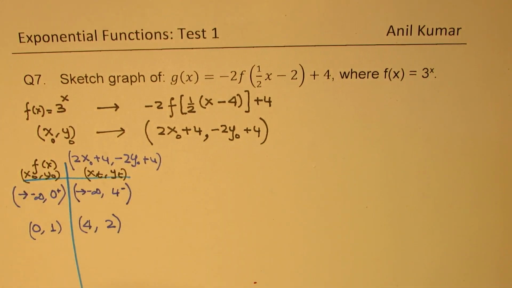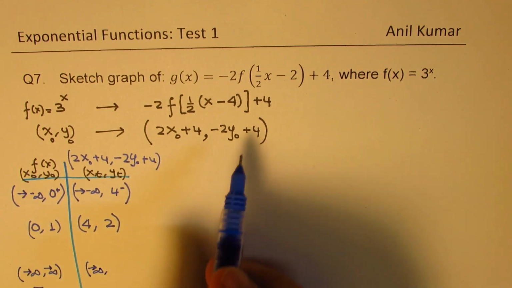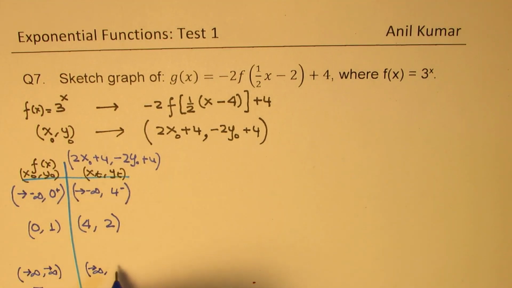And of course, in any exponential function, if x approaches positive infinity, then y also approaches positive infinity, right? In this case, with x approaching positive infinity, the y value, since it is negative, approaches negative infinity. Does it make sense to you? So that is one important thing.